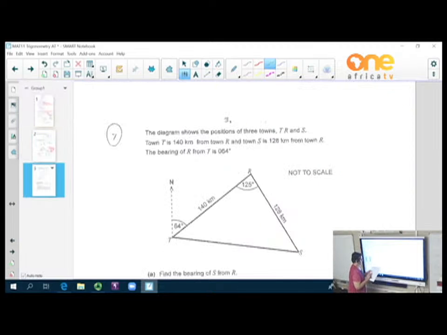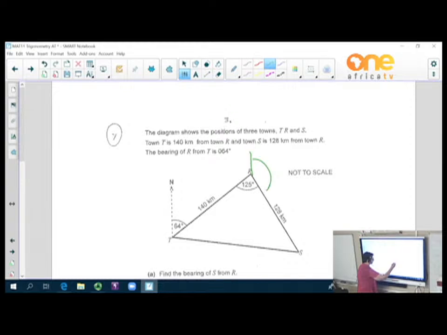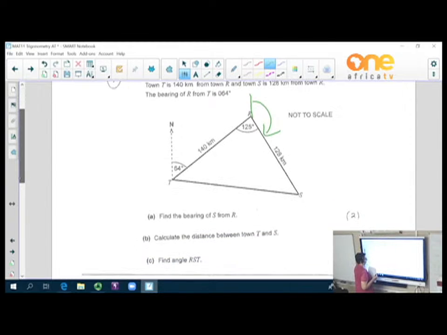Question 7. This is also not a right angle triangle. That's the first question that you should ask yourself. So this is on a bearing of 64 degrees, 140 kilometers. This angle here is 125 degrees. And now the question that they ask us: find the bearing of S from R. S from R means that is what we want to find. That is what we want to calculate there.